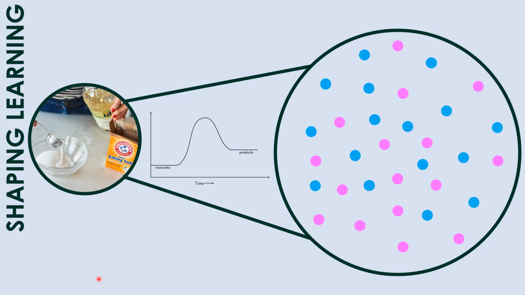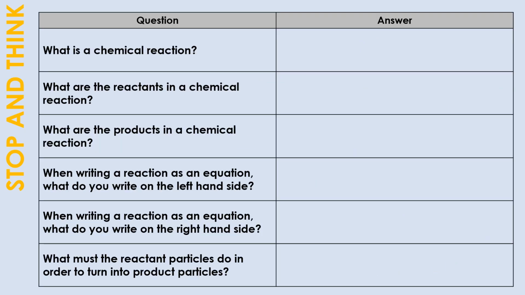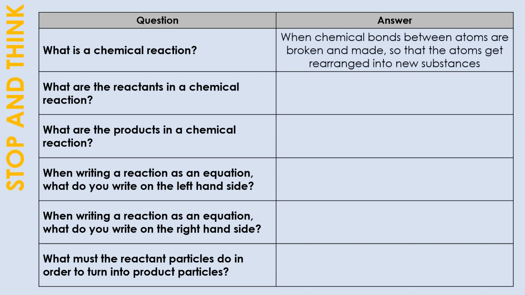Okay, so just to recap, please pause the video and see if you can answer these questions from what I've just said. Okay, so let's just quickly go through them. So what is a chemical reaction? That's when chemical bonds between atoms are broken and made so that atoms get rearranged into new substances.